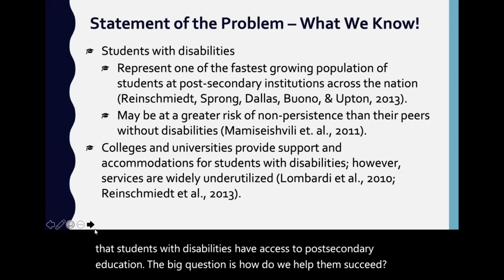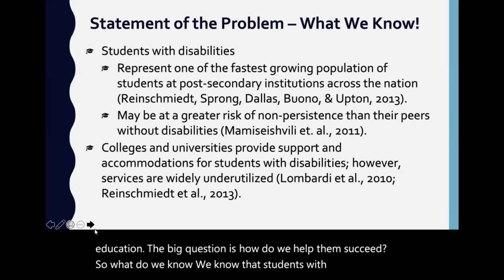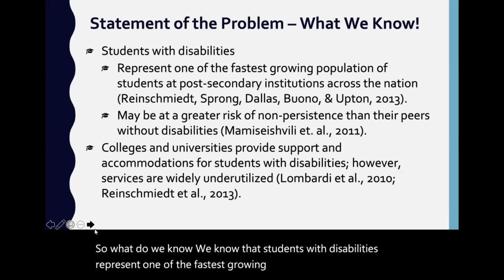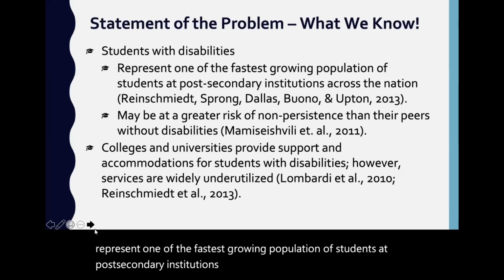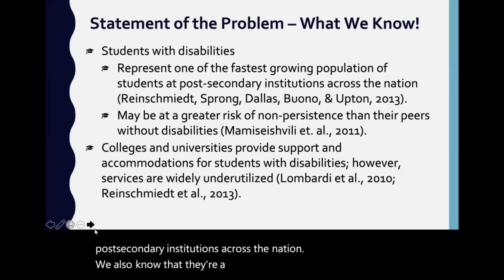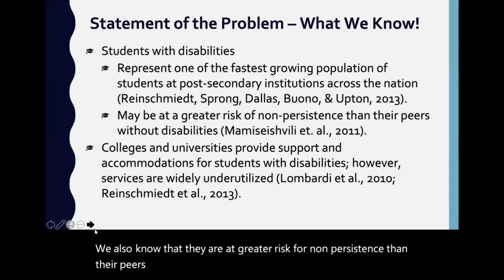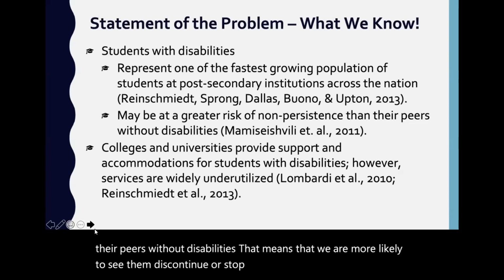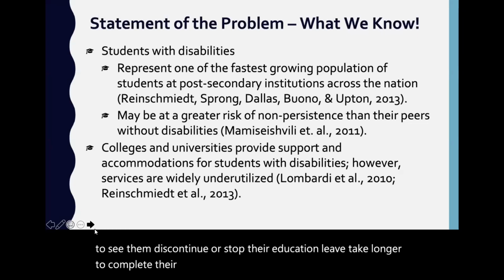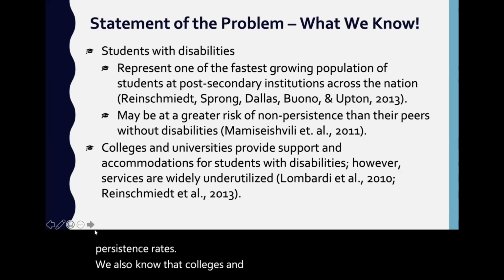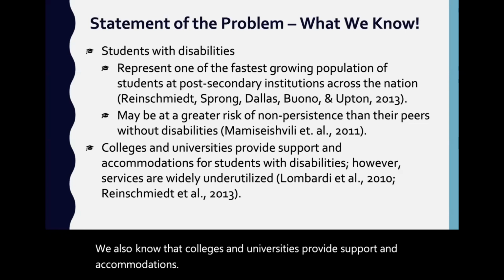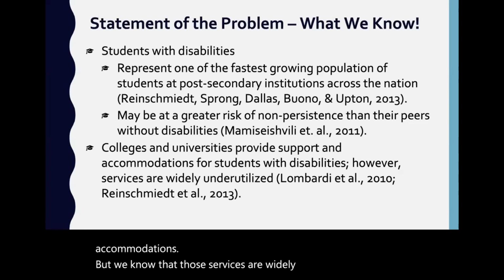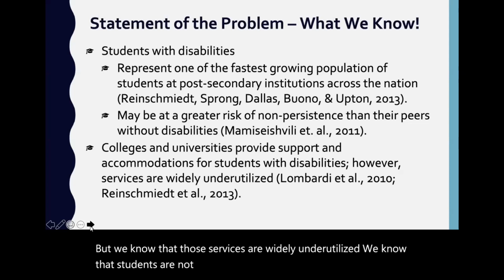So what do we know? We know that students with disabilities represent one of the fastest growing populations of students at post-secondary institutions across the nation. We also know that they are at greater risk for non-persistence than their peers without disabilities. That means that we are more likely to see them discontinue or stop their education, leave, take longer to complete their education, and have overall lower persistence rates. We also know that colleges and universities provide support and accommodations, but those services are widely underutilized. We know that students are not using the resources available in a lot of cases.